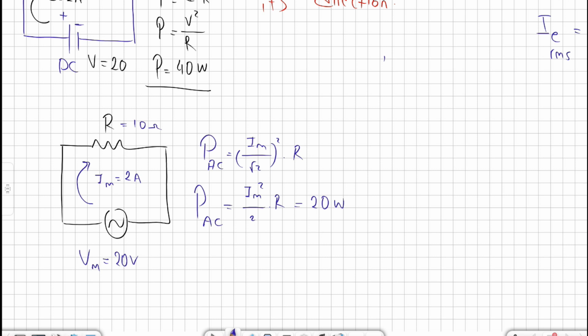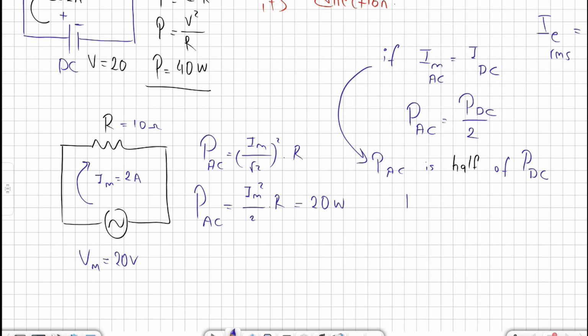That is, if the maximum current that we have in AC is equal to the current that we have in DC, so if I max of AC is equal to I DC, then power in AC is equal to half of the power in DC. We can rearrange it and say that power of DC is twice the AC. So P DC is equal to 2 times P AC. You can say that power of DC is twice of power in AC. When can we say these two sentences? Only and only if the maximum current in AC is equal to the current in DC.